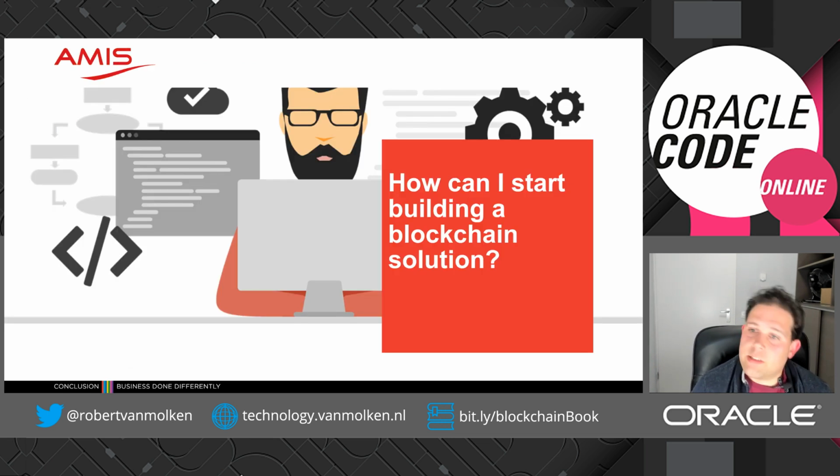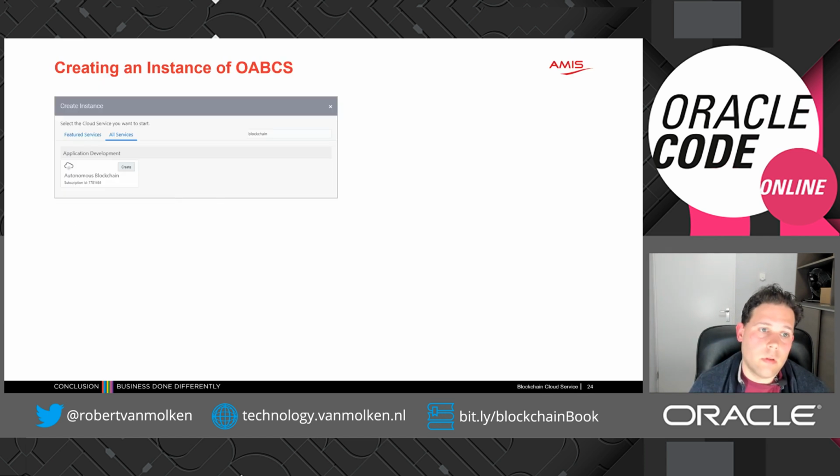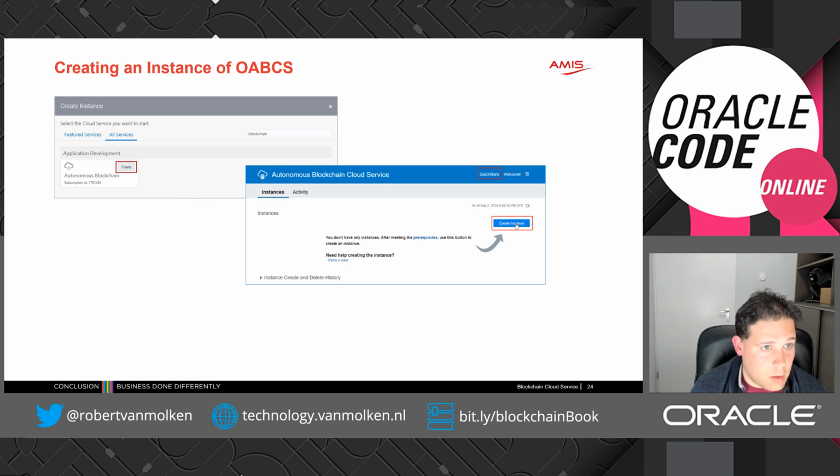So let's get to the fun part. How can I start building a blockchain solution? And we're gonna do that with Oracle Blockchain Cloud Service. So in this case, in my demo, I created 3 instances of the blockchain cloud service, and you can do that by going to My Services and then clicking on create an instance, search on blockchain, and then click on the Create button for the autonomous blockchain cloud subscription.